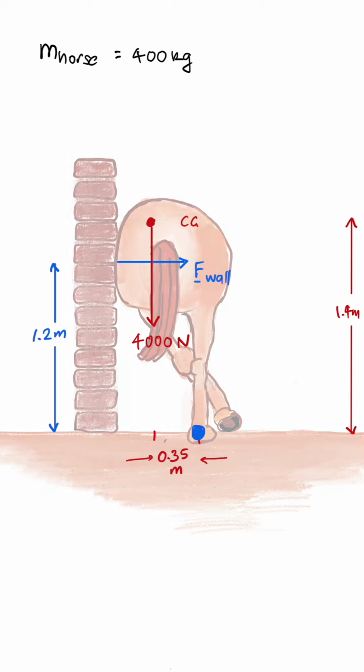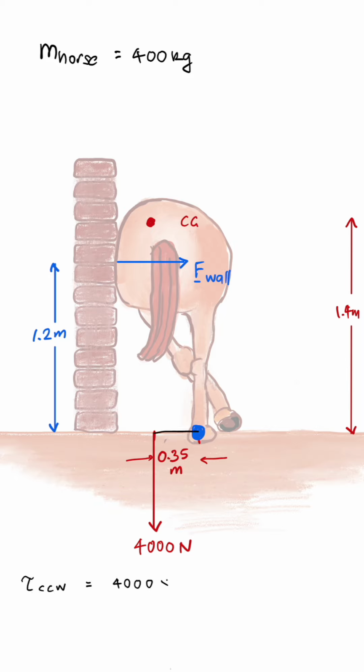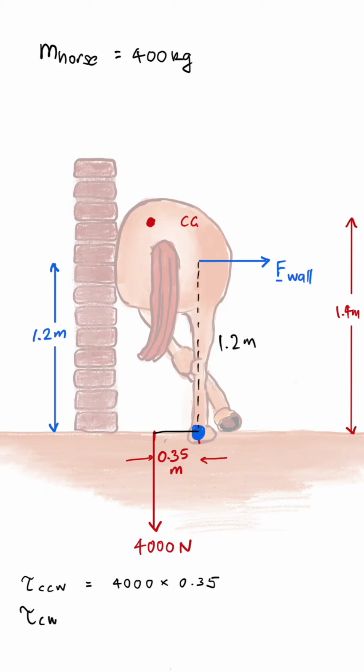We slide the weight force down until it reaches the ground, so it's now at right angles. The moment arm is 0.35 meters, and so the anti-clockwise torque is given by 0.35 times 4,000 newton meters. And we slide the wall force across until it's at right angles, and so the corresponding clockwise torque is 1.2 meters times the wall force.